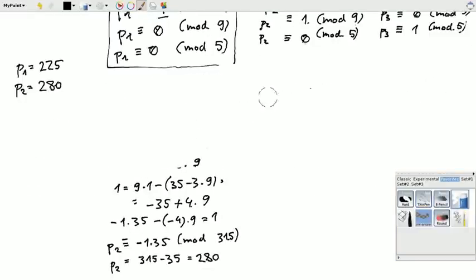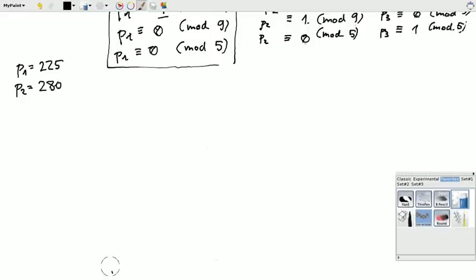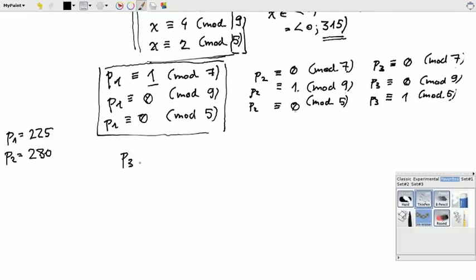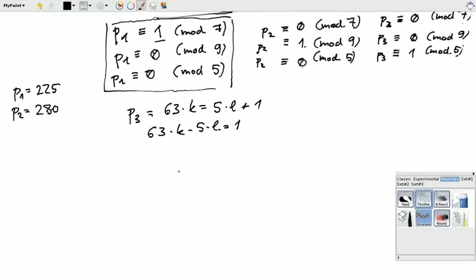And finally, there's the matter of P3. P3 is equal to some multiple of 63, which is 7 times 9, and it is also some multiple of 5 plus 1. Okay, let's do the usual rearrangement of this formula. 63 times k minus 5 times l is equal to 1. So let's run the extended Euclidean algorithm.